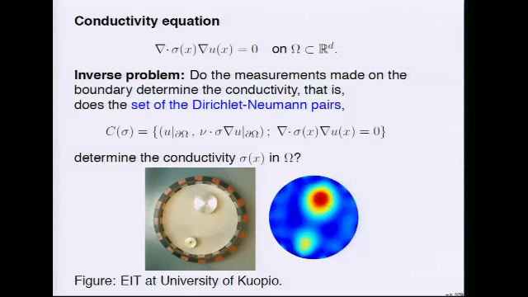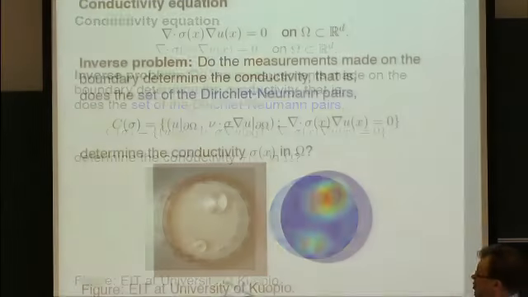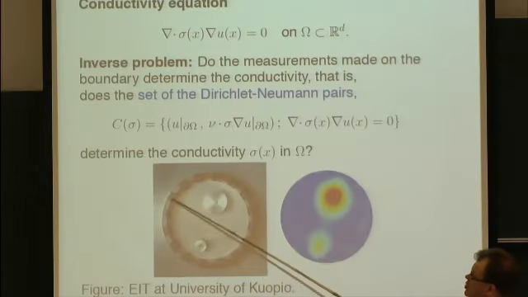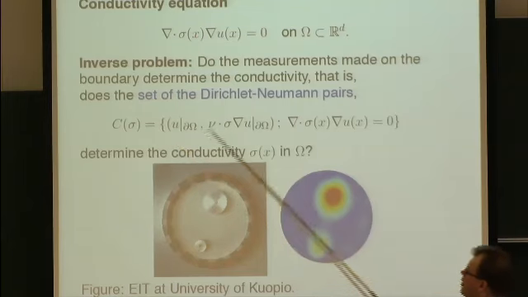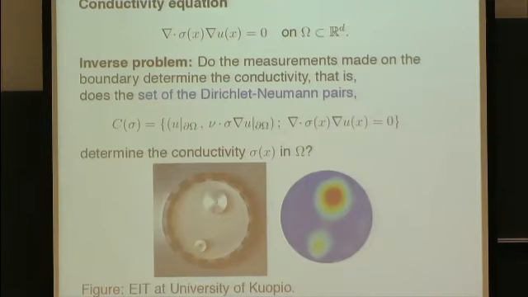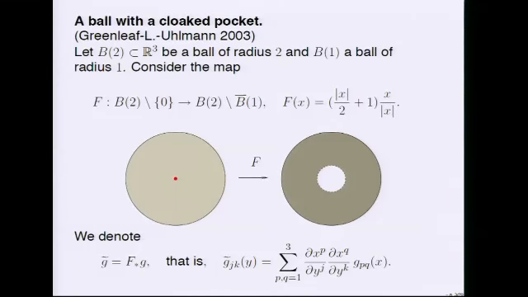Like in this picture, we have a tank that one actually fills with water. Here are electrodes. One puts these electrodes to some voltages, measures the currents, and obtains one of this type of pair. Then one goes through all possible observations and tries to find this type of reconstruction. So invisibility cloaking is a special kind of counterexample for the inverse problem.